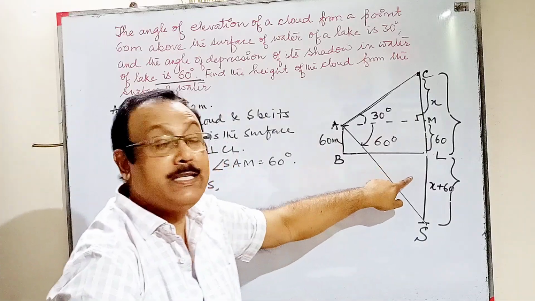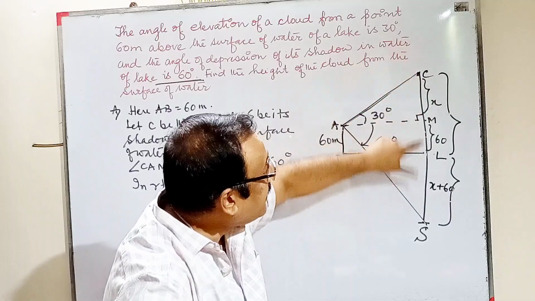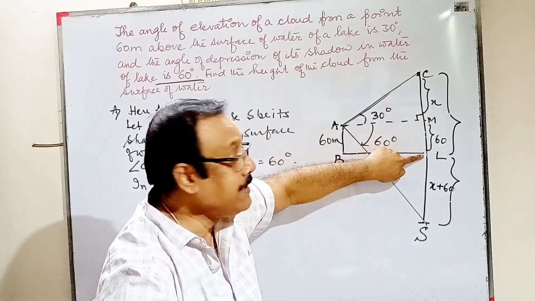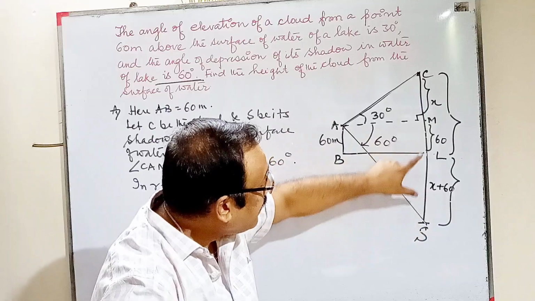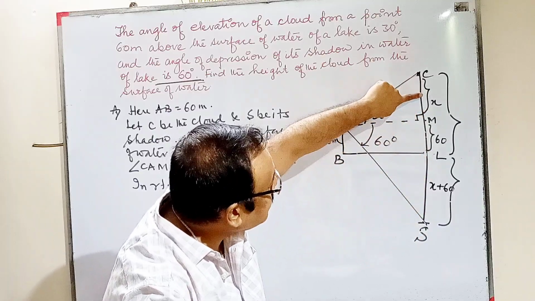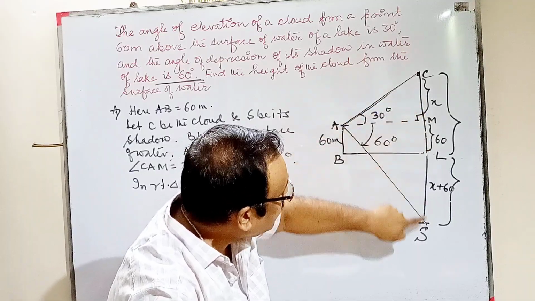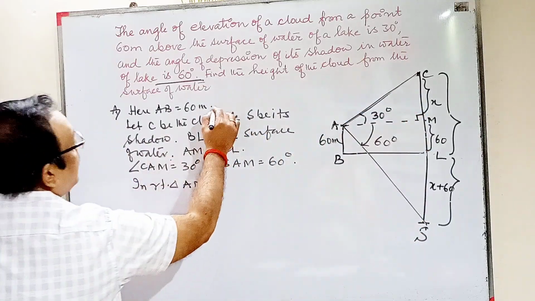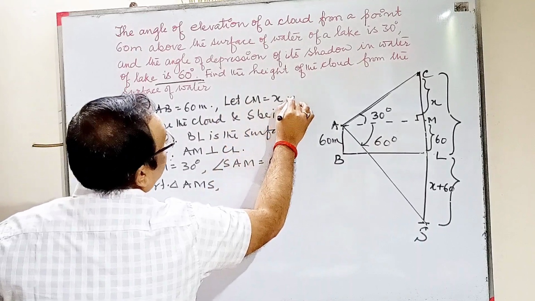This is a very important step. From C to the water level, this is my object distance, from the object to the water, the reflecting surface. And from this surface to the shadow, this is my image distance. So this distance is equal to this distance. This distance is x plus 60. I have considered this as x, so this is x plus 60, and this will also be x plus 60. So we'll mention here, let CM is equal to x meter. We have considered that.